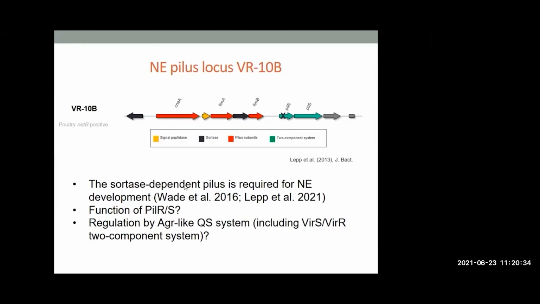The previous study has revealed that pilus is required for NE development. This was done by Robert Moore's groups in Australia, and our groups. So what is the function of PilR and PilS? In addition, will the production of pili be regulated by Agr quorum-sensing?